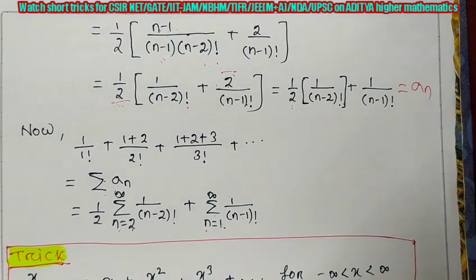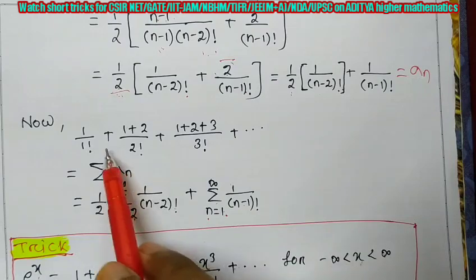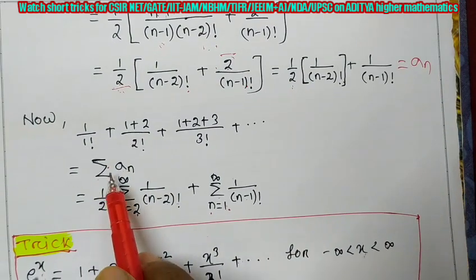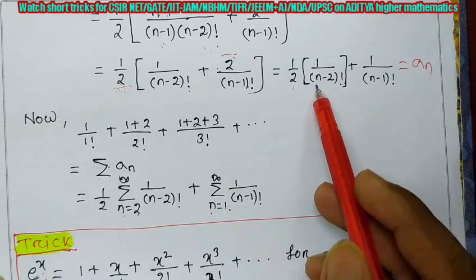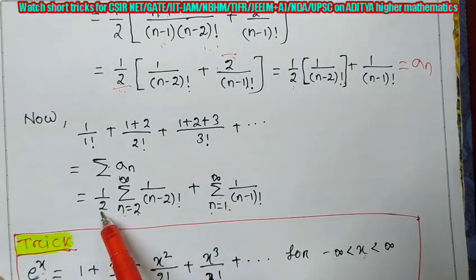Then we will find the sum of the series, that infinite series, you have to find its sum. So that we are writing summation of a_n. The sum of any series is the sigma a_n, and that n value I am putting here: 1/2 times 1/(n-2)!, the first term. Since 1/2 is a constant, you can keep it outside.